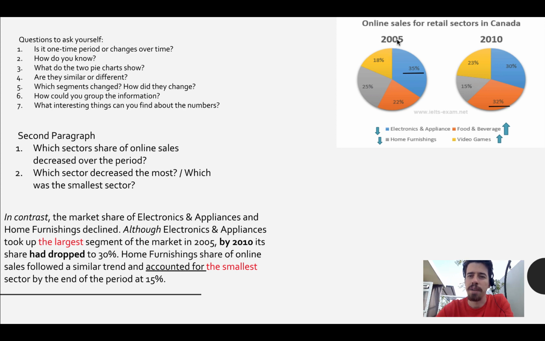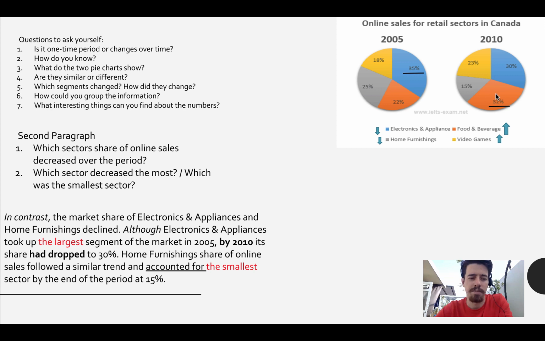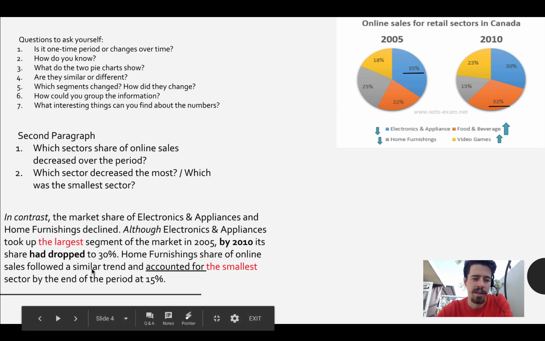So notice we're comparing across years, so 25% to 15%, and also within the same year. So when it's across years, we are following the noun way or verb way, so using things like "dropped." When it's within the same year, we're using things like comparatives, "followed a similar trend." Okay, "accounted for" is a useful phrase as well for pie charts. So here we're basically just saying home furnishings accounted for 15% of online sales.